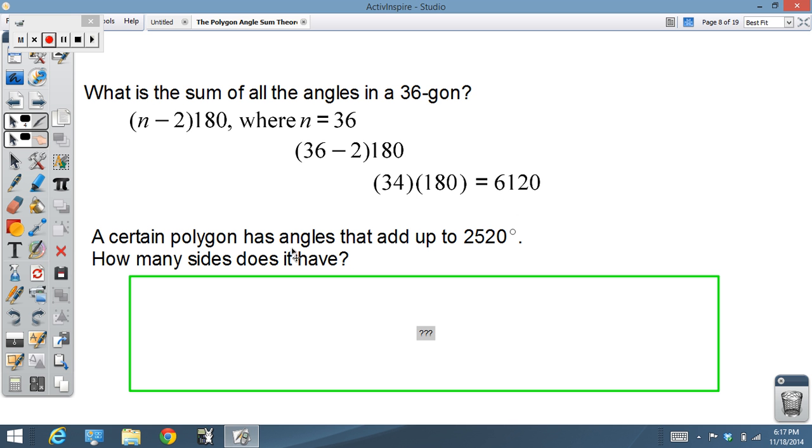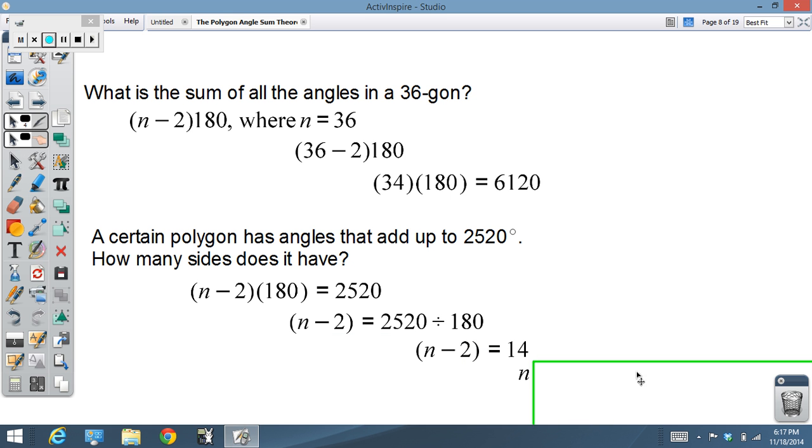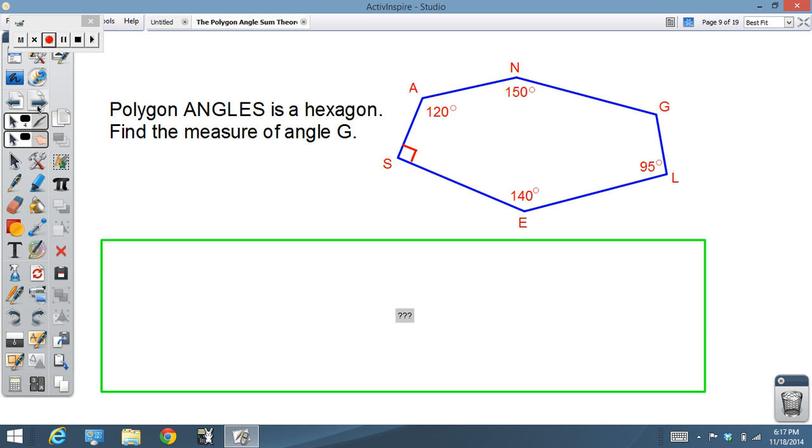Going backwards, a certain polygon has angles that add up to 2520. How many sides does it have? We're going to plug it into that same formula. Right? N minus 2 times 180 must be 2520. Divide by 180. Add the 2. It must be a 16-sided figure. All right. Hope that makes sense.